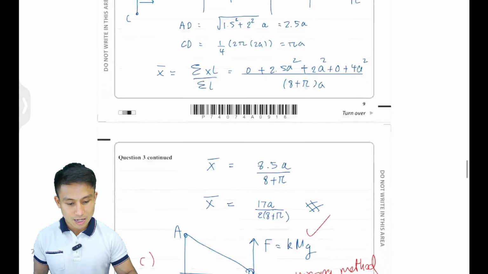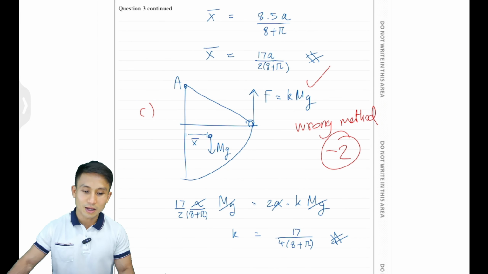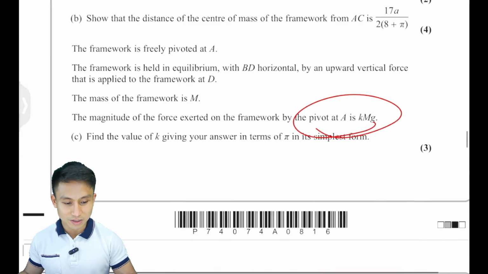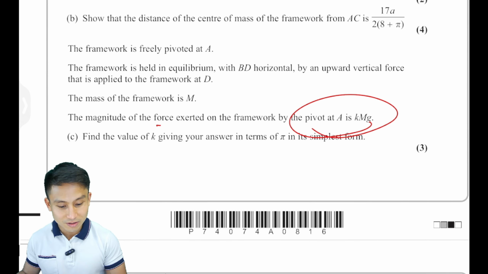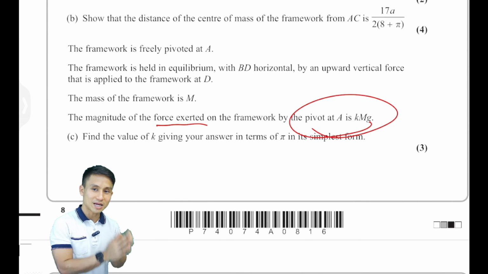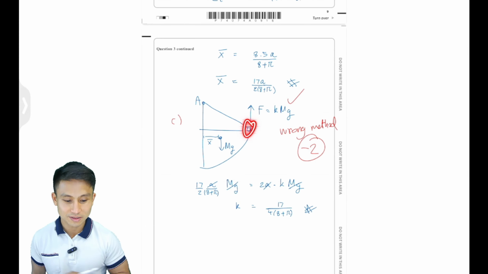And yeah, this one is a wrong method here. The reason why it's basically wrong is because I misread the question. This is basically the force exerted at the hinge or the pivot, and not at this point here.